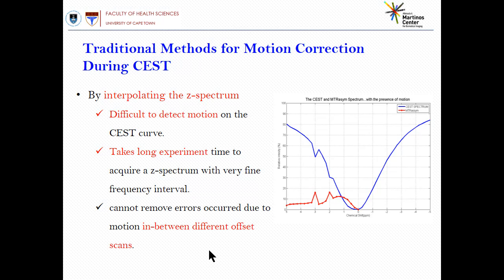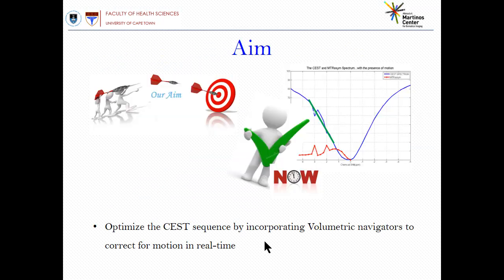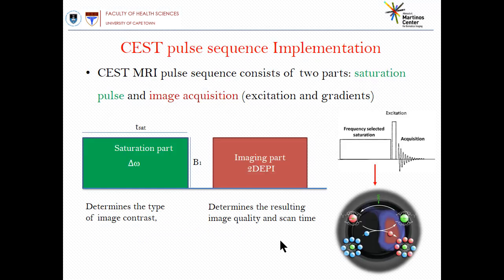The traditional method to correct motion in CEST totally depends on post-processing or curve-fitting techniques applying interpolation. But applying interpolation is not convenient. It's not possible to identify whether the dip is due to motion or due to detection of molecules. So the aim of this study is to optimize the CEST sequence by incorporating volumetric navigators to correct for motion in real time.